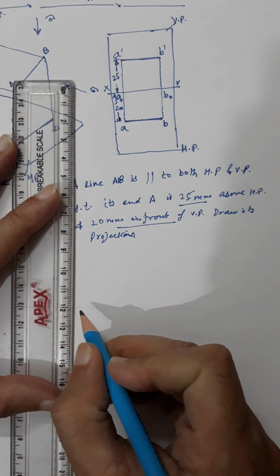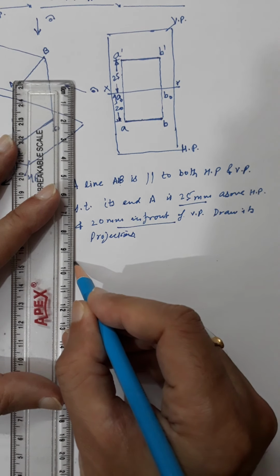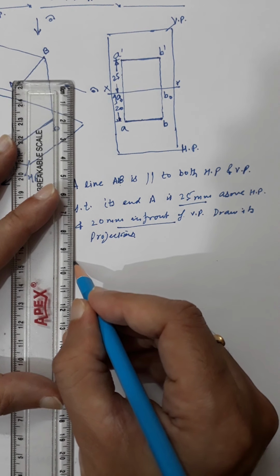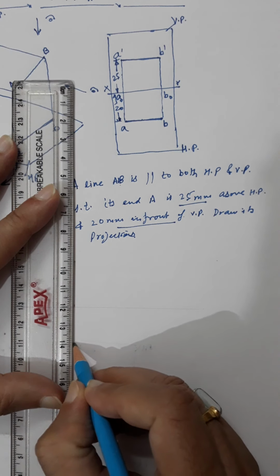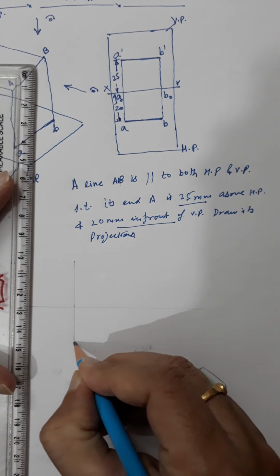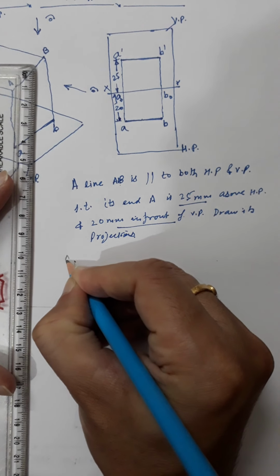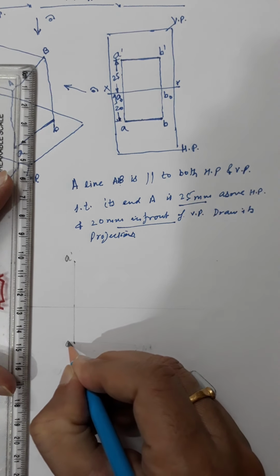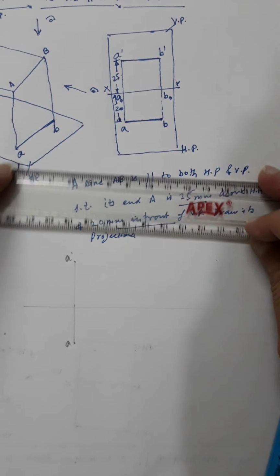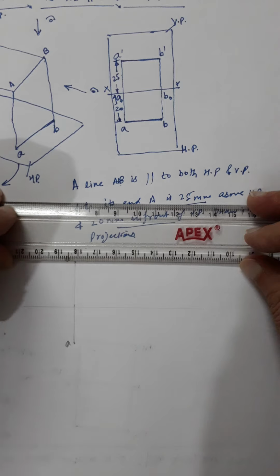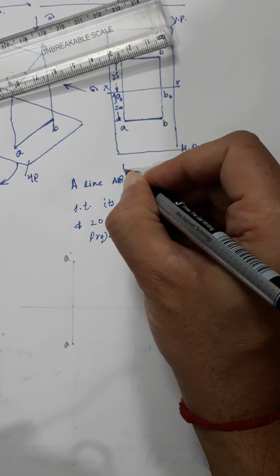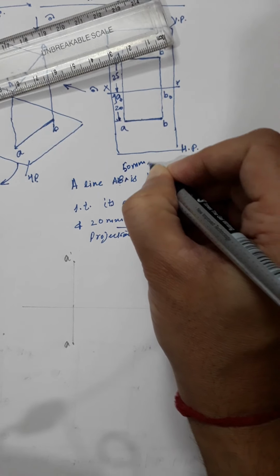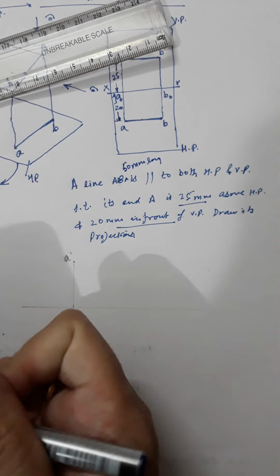A is 25 mm above HP. Okay, so I am marking it 25 and 20 mm in front of VP. So it is 20 mm just below A. So this is A dash and this is A. Now it is horizontal because this is parallel to both HP and VP. These lines will be horizontal, and line length is not given. I will just give here line AB say 50 mm long. So it will be given in the statement, length will be given.